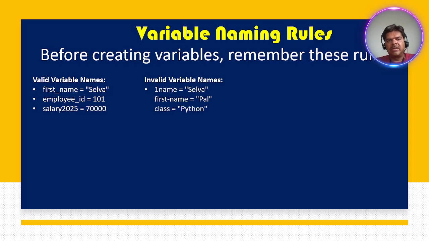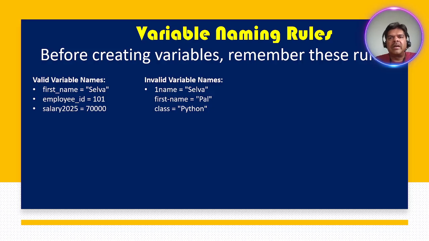But an invalid name. Here also it is a combination of text and a number, but your variable name should not start with a number. Your variable name should not start with a number or special characters. It's a rule. First-name, the hyphen will not be supported. And class, here class is also wrong. Why? Because class is a predefined keyword inside of Python. You should not use any variable from the keyword list.